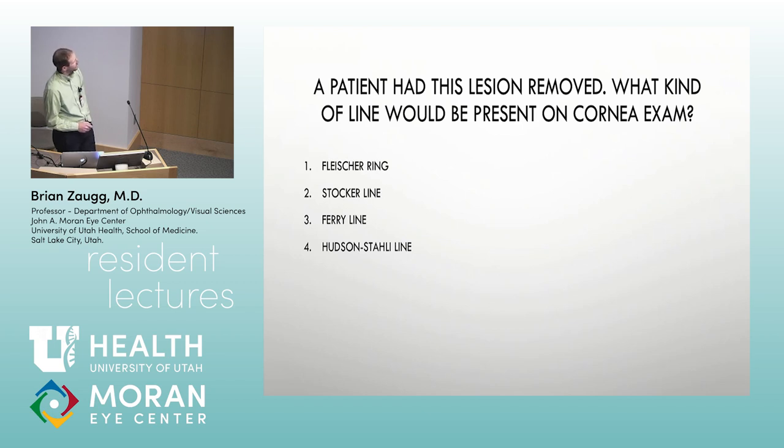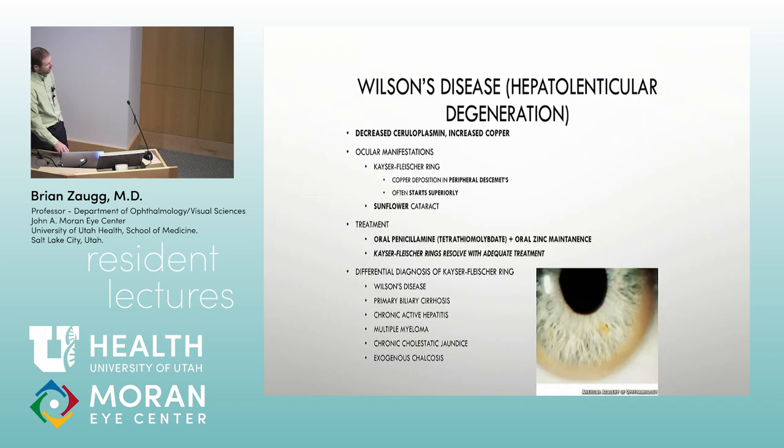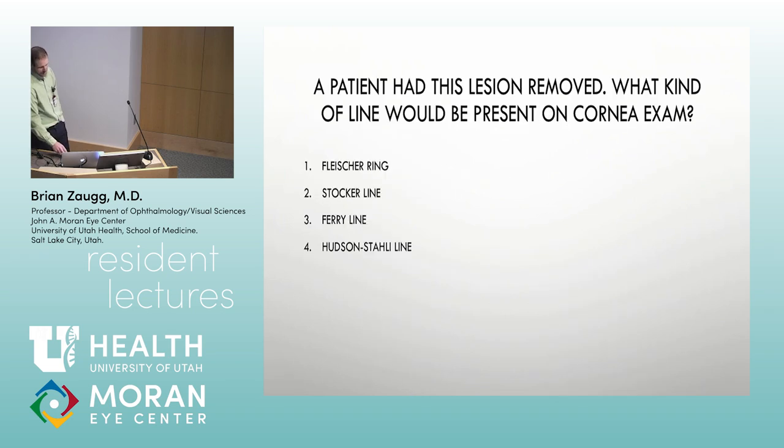So a patient had this lesion removed, what kind of line would be present on the cornea exam? Okay, so Fleischer ring is in what? Which has this Fleischer ring, like the Kaiser-Fleischer ring, but this one's different. So the keratoconus, that's a round iron deposition around the apex of the cornea, right? So it's going to be displaced a little inferior with keratoconus.